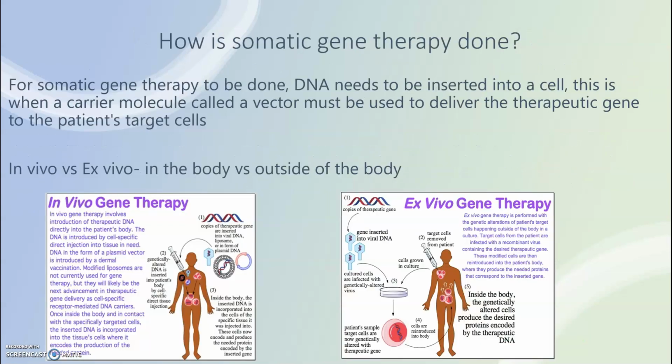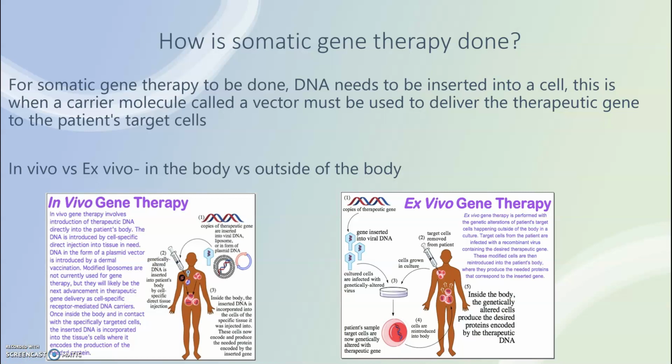How is somatic gene therapy done? For somatic gene therapy to be done, DNA needs to be inserted into a cell. This is when a carrier molecule called a vector, which we just talked about, must be used to deliver the therapeutic gene to the patient's target cells. This can be done through in vivo gene therapy or ex vivo gene therapy. In vivo gene therapy is in the body, while ex vivo gene therapy is outside of the body.